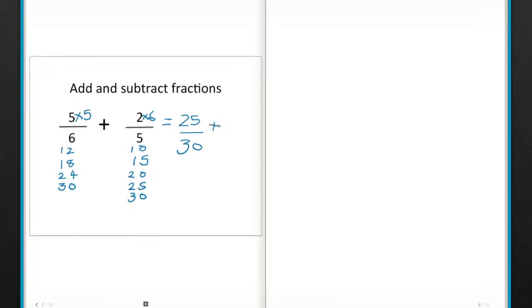plus 12 thirtieths, which equals 37 thirtieths. Now, when we're adding and subtracting, we're not finished here.